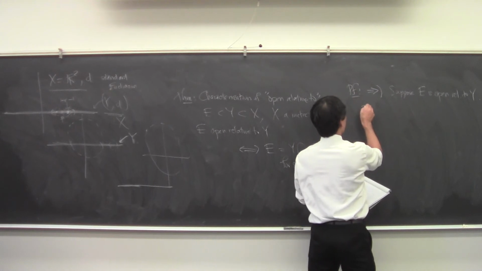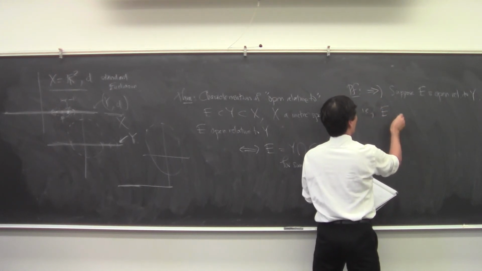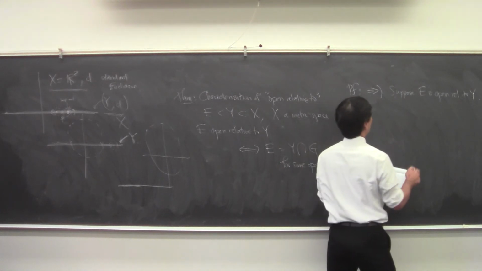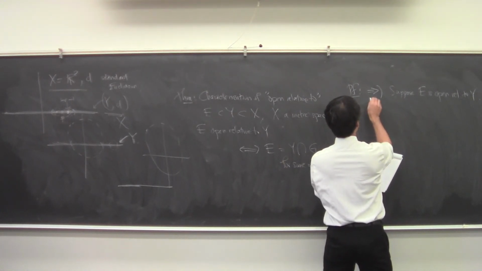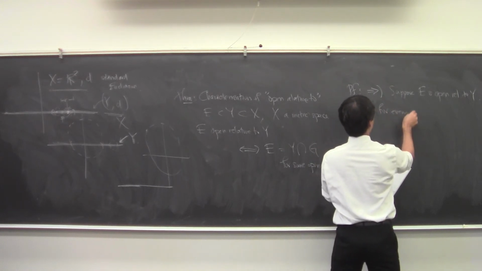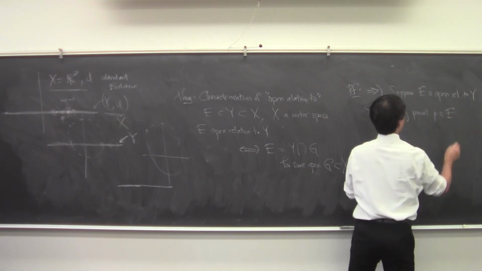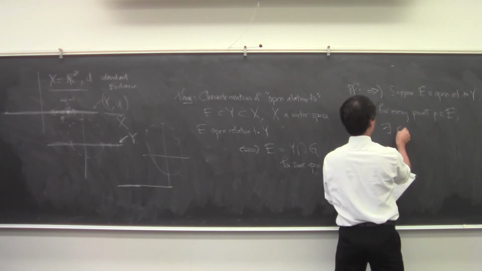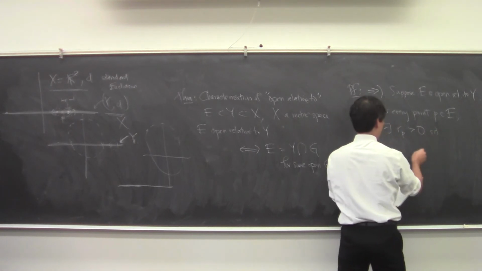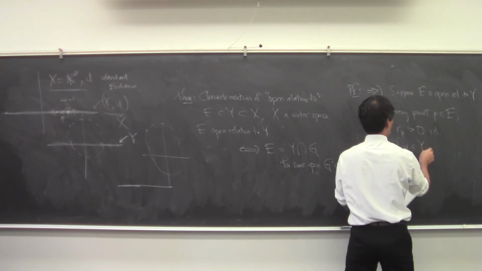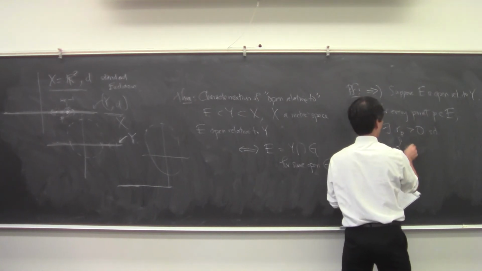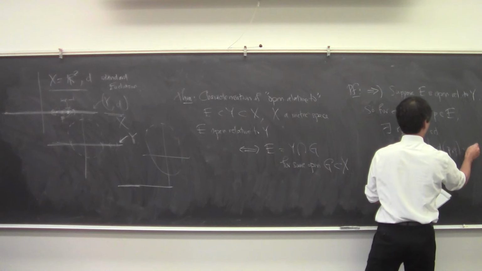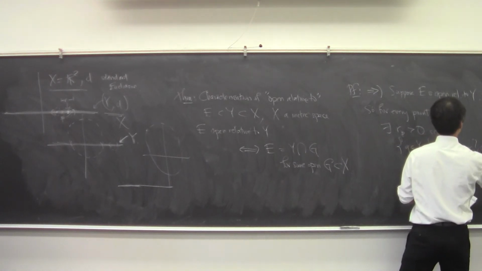E open relative to Y, what does that mean? That means that for every point P in E, there exists some radius, I'm going to call it R sub P, such that the neighborhood of radius R sub P around P is contained in E.